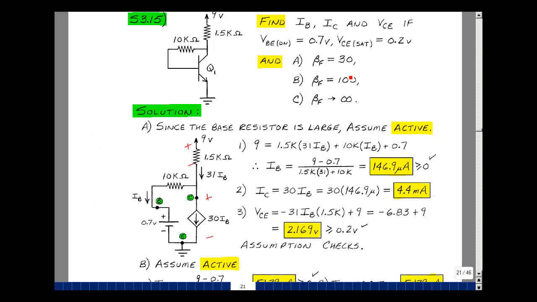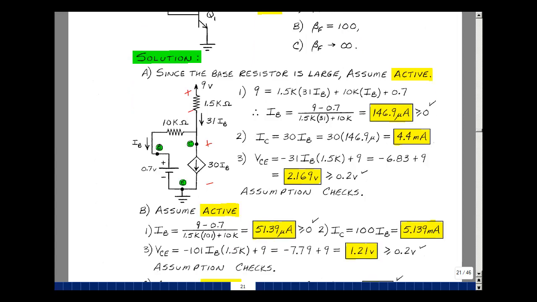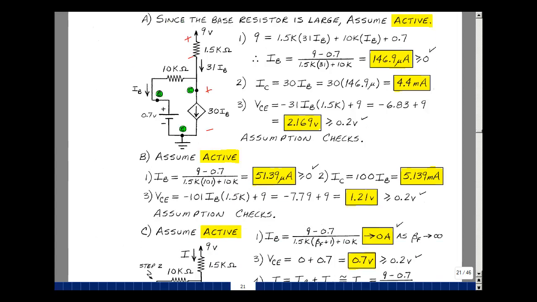If beta increases to 100, we're probably still in the active region. Let's continue with that. All that's going to be different here is that in this equation, instead of 31 I sub B, we're going to have I sub B plus 100 I sub B, so 101 IB. The base current is going to be 51.9 microamps. That is greater than or equal to 0.